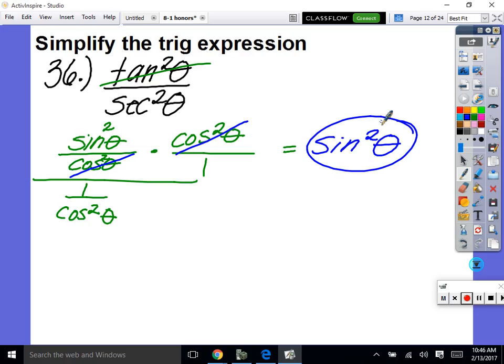Because your brain's more developed. Yeah.